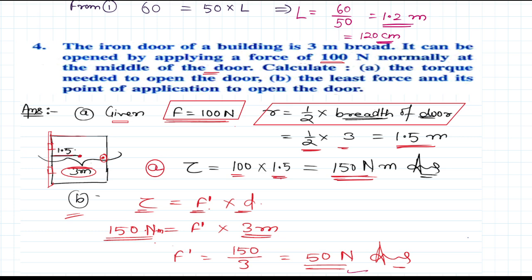Then the second part, the least force and its point of application to open the door. The torque is 150 Newton meter, so we'll write it. Then F dash we need to calculate, and D is 3 meter, given here. So F dash is 150 upon 3, so 50 Newton force is required to open the door. Understood?